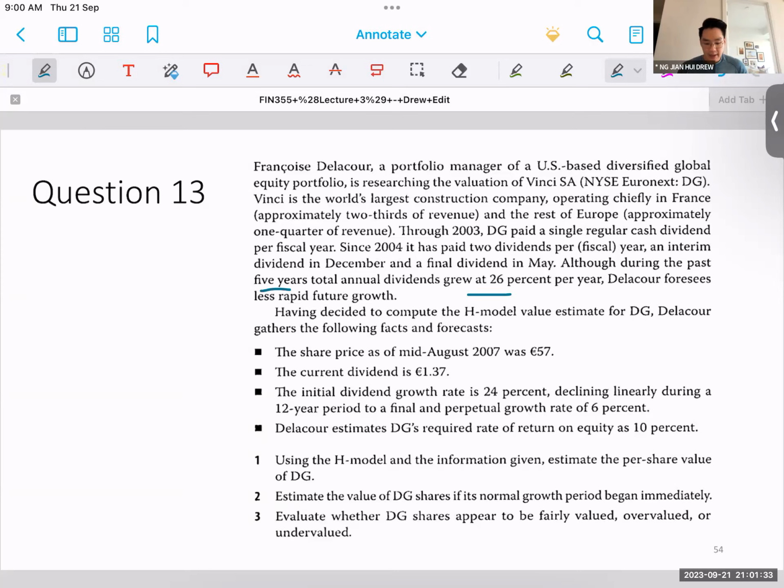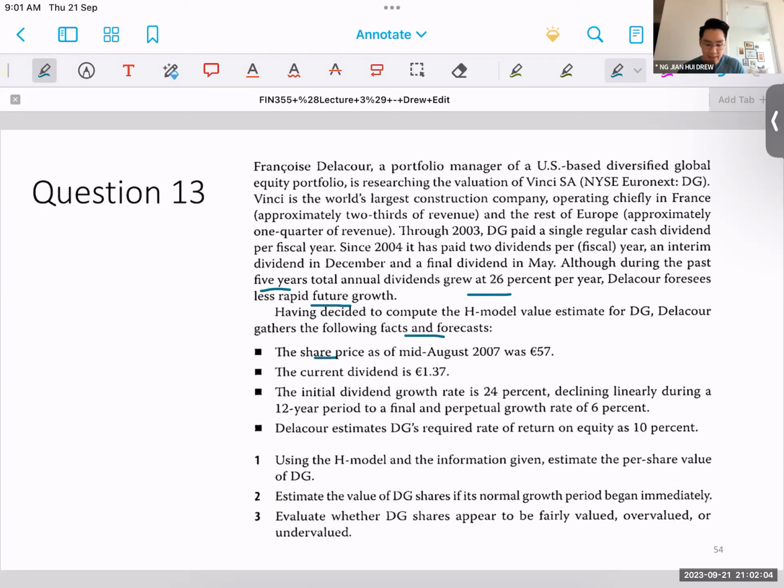And the portfolio manager foresees a less rapid future growth, right? So we expect a drop to normal growth. Having decided to compute the H model valuation estimate, so they already tell you that they want you to use the H model, he gathered the following facts. So the share price as of the middle of October is given.